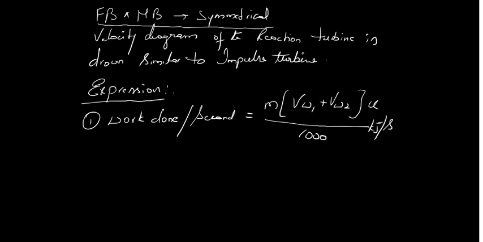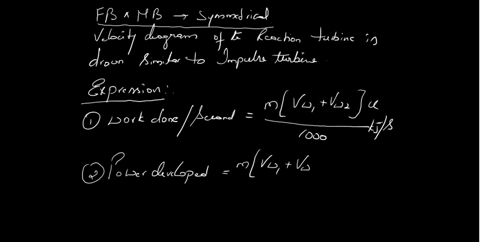Now we will see the second relation. Second relation is for the power developed. Power developed relation is the same as work done per second: m multiplied by (VW1 plus VW2) multiplied by U divided by 1000, in terms of kilowatts. These are the two expressions that we have for the reaction turbine.